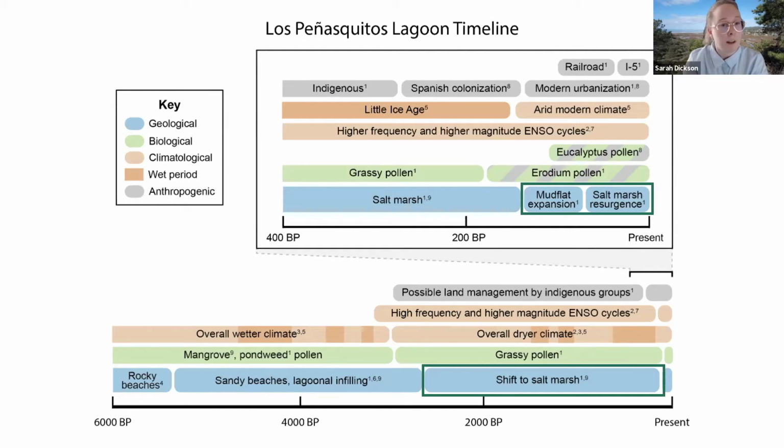Then, around 2,750 years ago, the lagoon transitioned to a salt marsh environment that more closely resembles what we see today. This initial salt marsh originated following the shift to an overall drier climate and subsequent floral transition to grass, and persisted until about 150 years ago. At this point, there was a local expansion of the nearshore mudflats caused by urban development, followed by a salt marsh resurgence over the last 50 or so years.